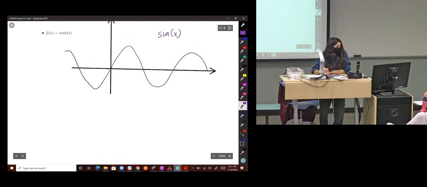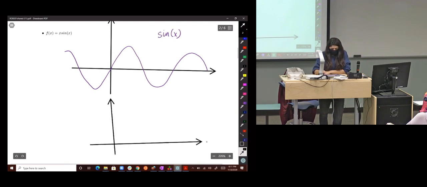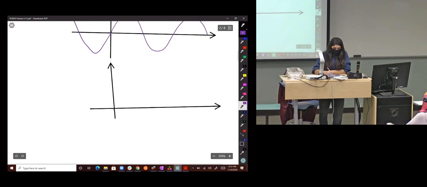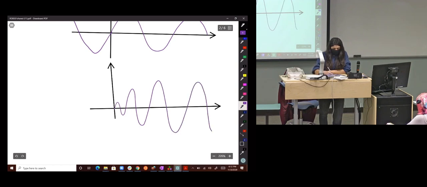Now, how do I get x of sine x? That would just be just scaling of it, right? So you'll have to scale your sine wave according to where it is. So it'll be like this, right? And I'm terrible at drawing that part, but this will be f of x is x sine x. How do I know?